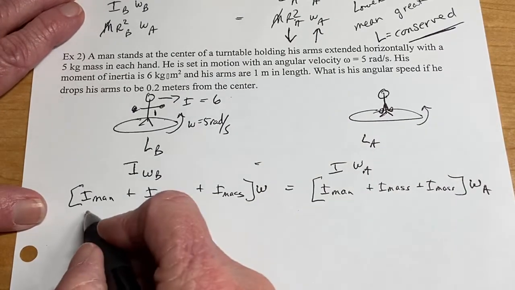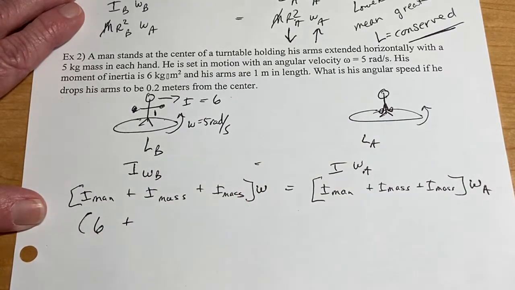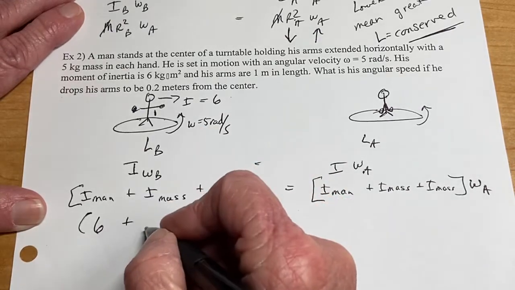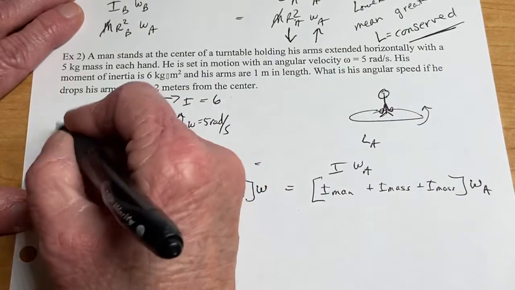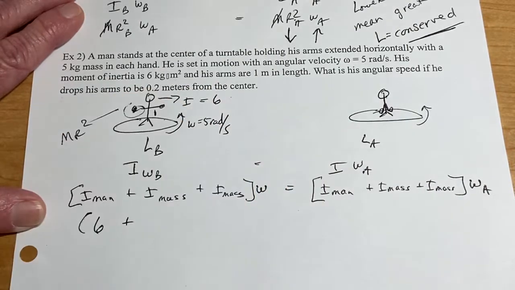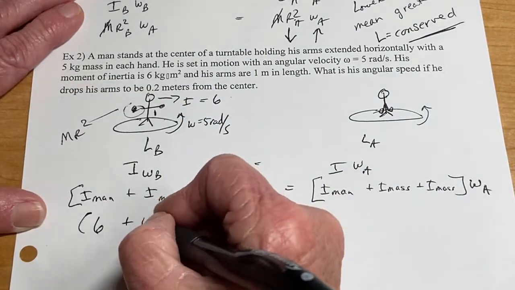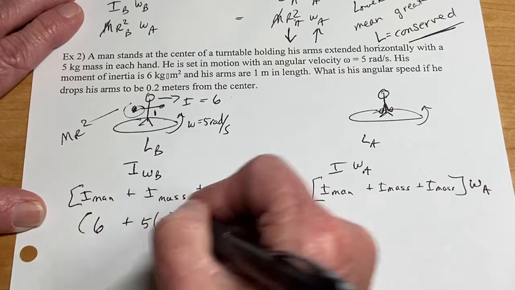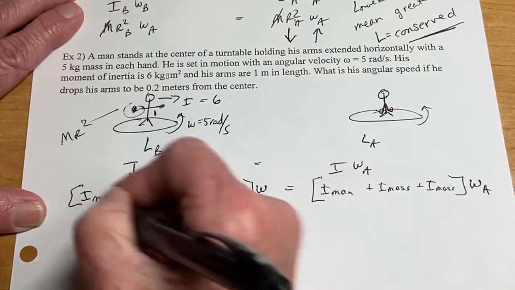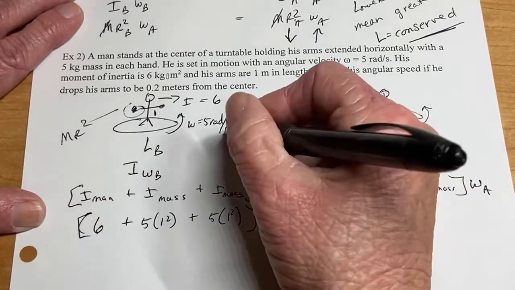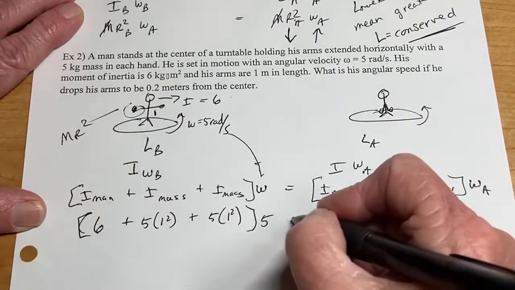All right, so we're going to do some substitutions. So the guy, he's 6 plus, well, each of those masses are 5. We're going to do those as points, which means they are mr squareds. So we're going to have 5 times 1 squared plus 5 times 1 squared, all times, I guess I could bracket that, times the original 5 equals.